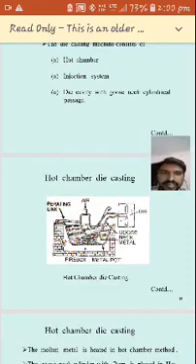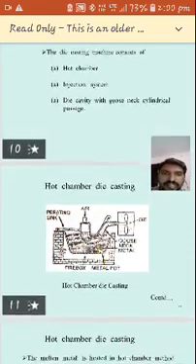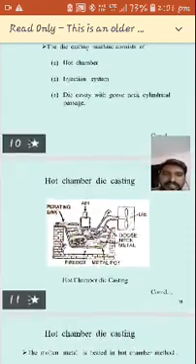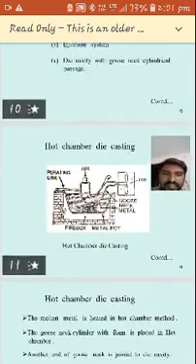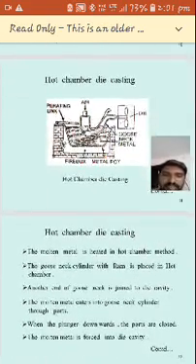So that is about the hard chamber die casting. The chamber is hard, as the name indicates. Here the die is a permanent die, and we use a gooseneck pipe so that we can carry the metal. In the hard chamber method, the molten metal is heated.